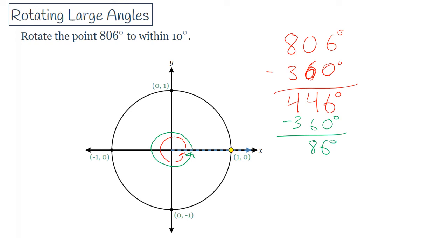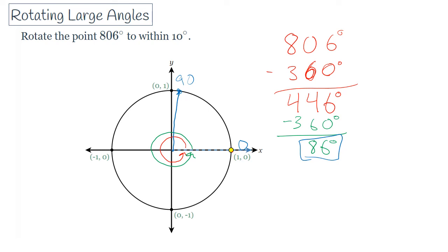All right, and so I've gone around the circle twice for a total of 720 degrees, or 360 degrees twice. And now all I have left to do is go 86 degrees. Well, we should hopefully be able to do that now. So 86 degrees, here's 0, here's 90. 86 is really close to 90, but it's a little bit less, so maybe right about there. And so I would drag this angle around twice, and then on the third time, when I start the third rotation, I would get to there.